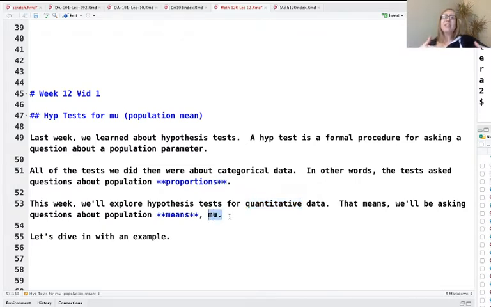Keep in mind, these symbols are really important since they all appear in the problem at the same time. Last time, we were saying smart things about p based on p hat. This time, we're going to be saying smart things about mu based on x bar. So let's see some examples. Let's just dive in with an example and think about what's going on here.